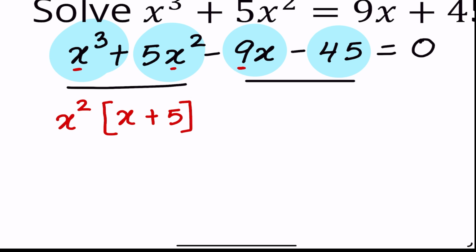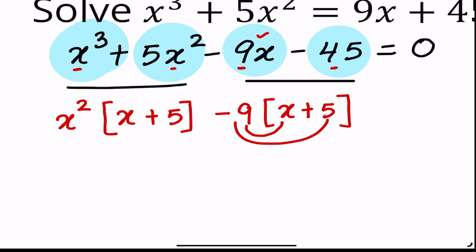And now from -9 and -45, I can factor -9. That means what do I have? x plus 5. Now you can always cross-check by multiplying. -9 times x is -9x. -9 times +5 is -45. You have to get back to the previous one. If not, that means you made a mistake. And also, the other clue is you should have x plus 5 and x plus 5.